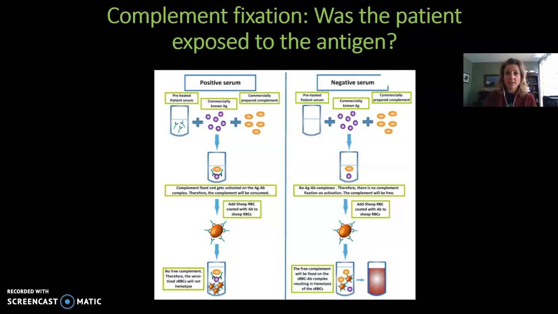And the last time we left off, we were talking about complement fixation and how we are able to use that to determine whether a patient has been exposed to a certain antigen or not. Now, remember, complements can only be activated when you have an antigen antibody complex. So you have to have a coupling of the antigen and the antibody, and then the complement is activated.